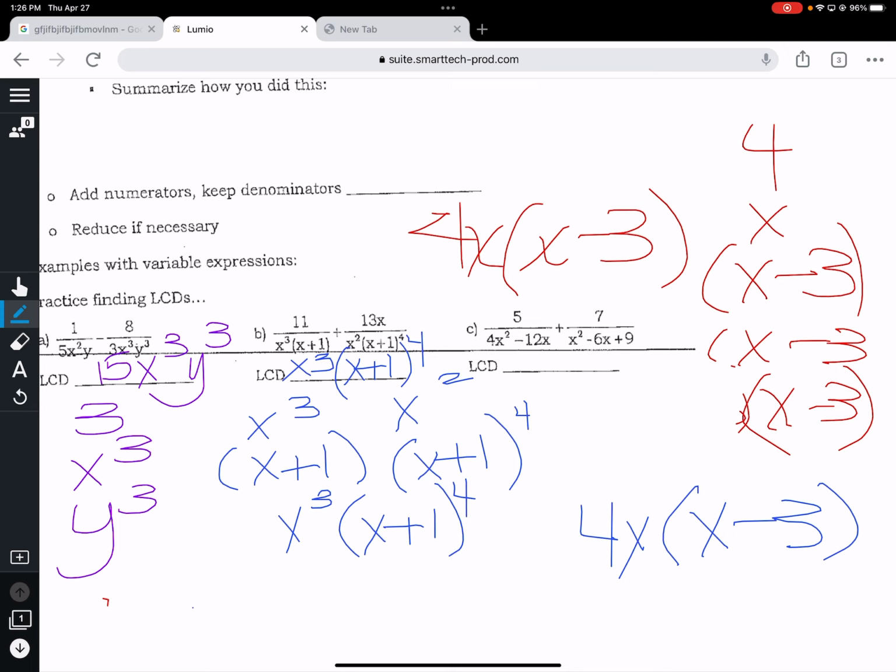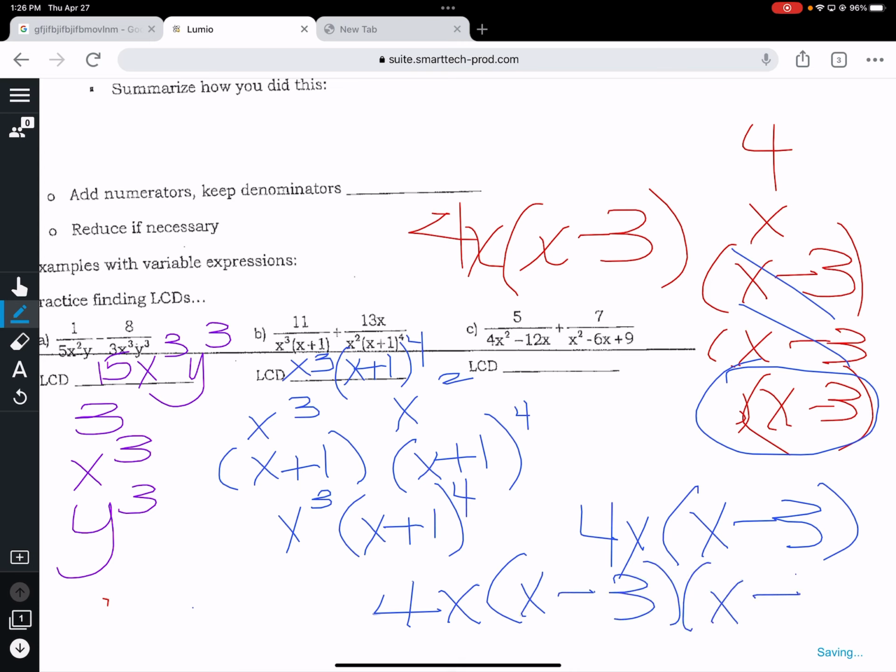Oh, wait. So you would go 4x, x minus 3, and then they don't have an x minus 3, so it's really another x minus 3. So it'd be 4x, x minus 3 times x minus 3. Is it x minus 3 squared? Now, what I would suggest is leaving this factored. I mean, you could take x minus 3 and FOIL it and then multiply that by 4x, but you want to leave your denominator as plain as you can.